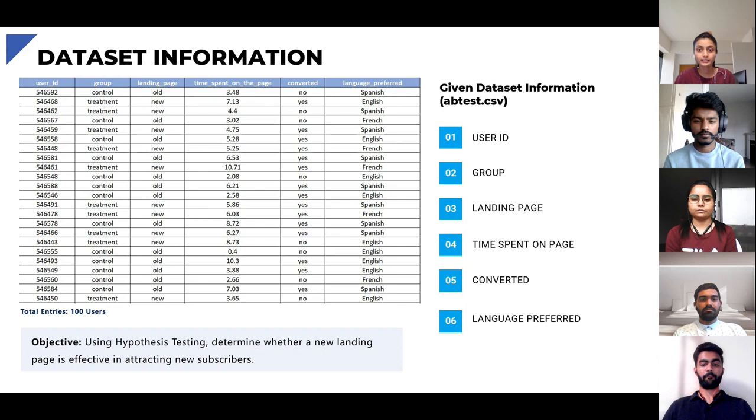Landing page represents whether the landing page is new or not. Time spent on the page shows the time spent by the user on the landing page. Converted shows whether the user subscribes to the news portal or not. Language preferred is the language chosen by the user to view the page. Based on this data, we need to determine whether the new landing page is good enough to attract new subscribers. That's all about data information. Now Mukund will give you some insights on exploratory data analysis.